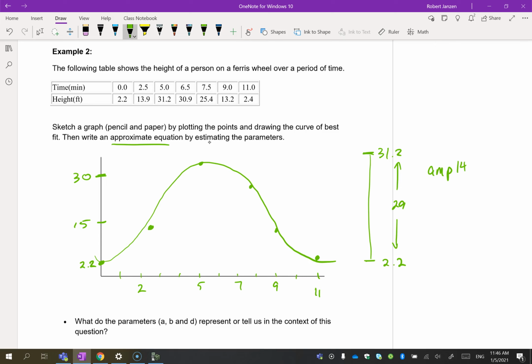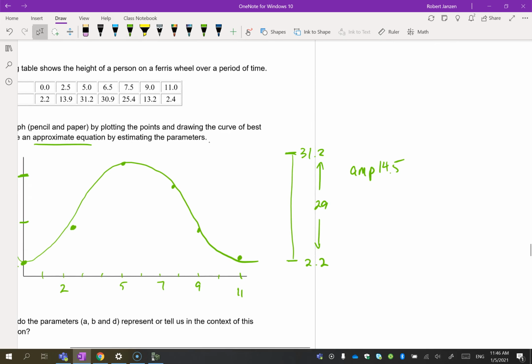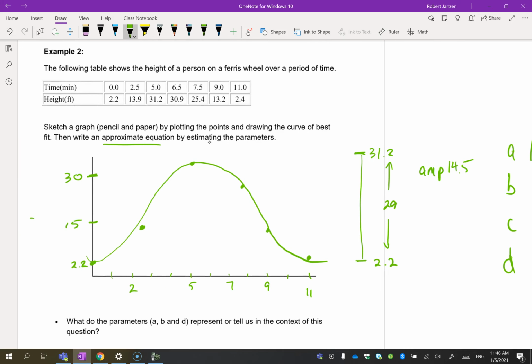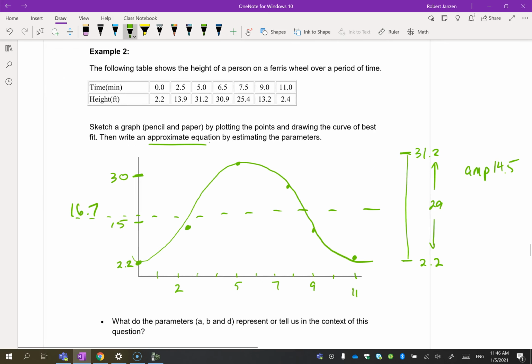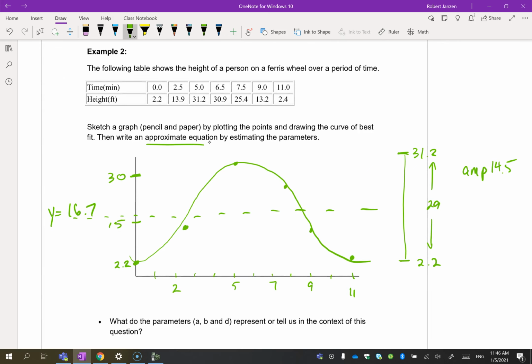Amplitude is 14.5. So let's put in some values here: A, B, C, D. I know the amplitude is 14.5, and if we go 14.5 up from 2.2, that gives you 16.7. So our middle line here is at 16.7. Okay, and we always write that as an equation, y equals 16.7.